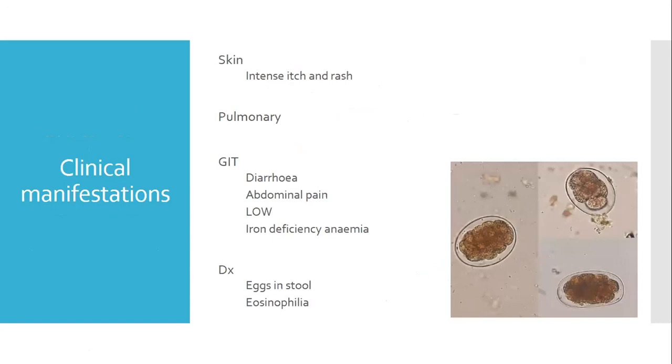So the clinical manifestations, at the site of penetration, you would get an intense itch and rash. The pulmonary phase would be similar to that of Ascaris. And then the GIT symptoms are non-specific diarrhea, loss of weight, but also then because of what I've mentioned about it sucking the blood and attaching into the intestinal wall, you get iron deficiency anemia with hookworms. Diagnosis is via the demonstration of the eggs in stool, and that is just one sample there that is a wet prep. And then these patients can also have eosinophilia.